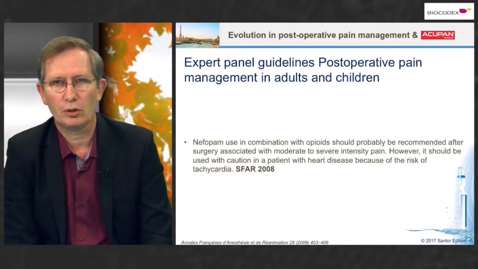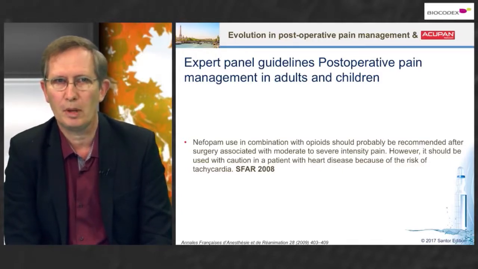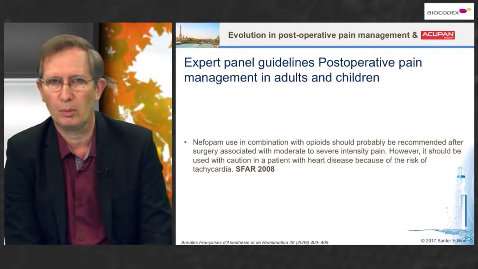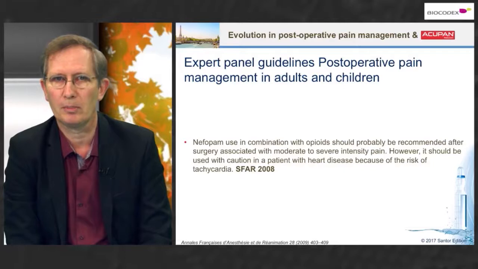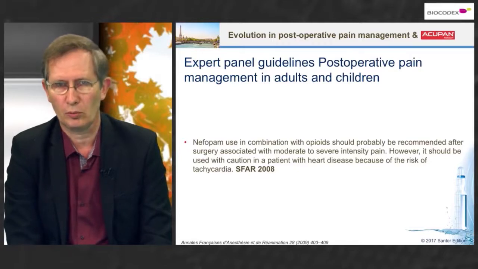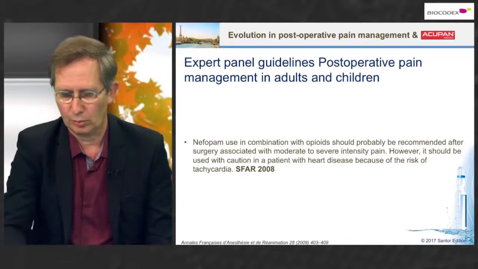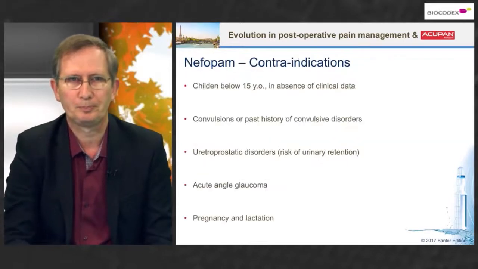The recommendation of the French Society of Anesthesia was this one in 2008. Nefopam use in combination with opioids should probably be recommended after surgery, associated with moderate to severe pain. However, it should be used with caution in patients with heart disease because of the risk of tachycardia. So that was identified as the main risk related to prescription of Acupan.